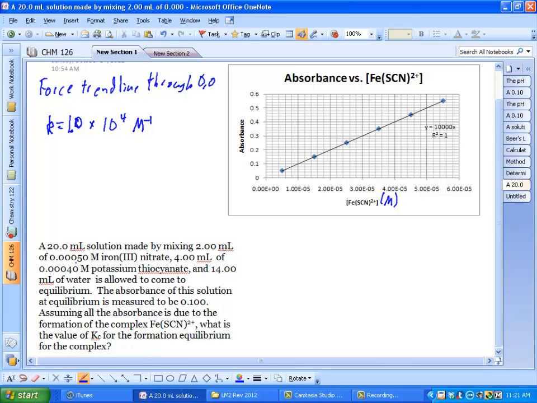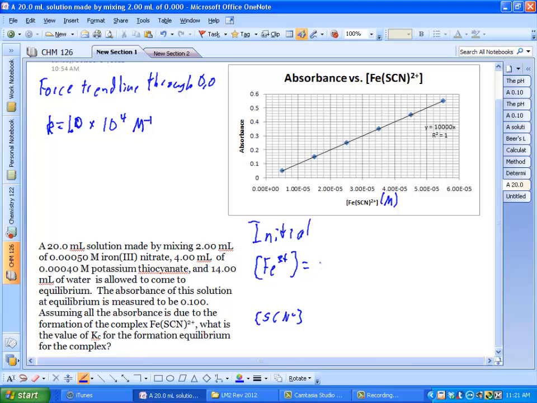So what we need to do is figure out, if we assume all that absorbance is due to the complex itself, what is the concentration of the complex at equilibrium, and therefore what is the equilibrium constant value for this? So the first thing we have to do is calculate some initial concentrations. Initially, there's no iron thiocyanate complex in here, but what is the concentration of iron 3, and also what is the concentration of the thiocyanate ion, SCN minus?